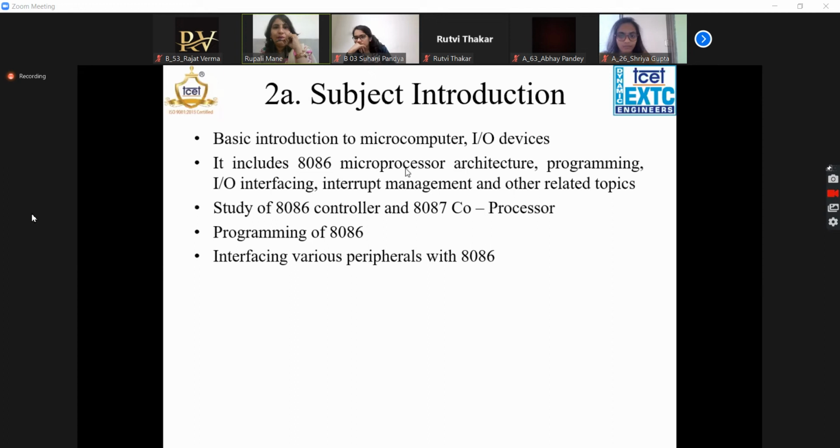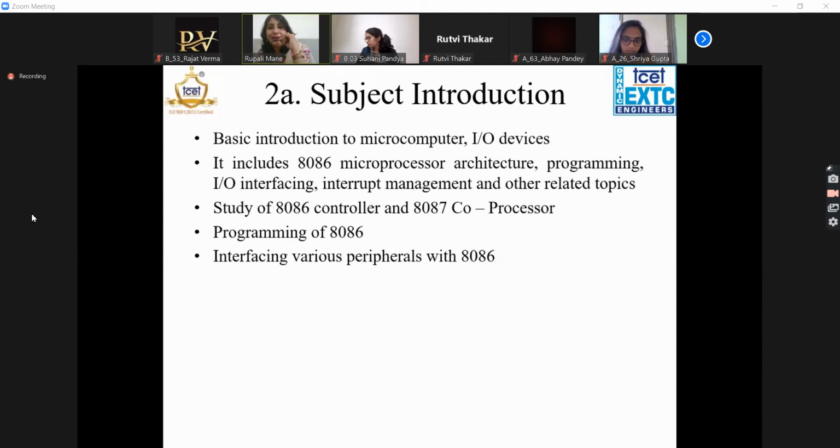Okay, so this is the subject introduction. In this subject, first of all, we are going to learn what is a microcomputer, what are input-output devices. Now the basic microprocessor included in this subject is the 8086 microprocessor. Basically, it is a 16-bit microprocessor, okay? So we are going to learn the architecture of 8086, then programming, I mean the instruction set of 8086. Then we are going to study how it manages interrupts, okay, and the related topics to it.